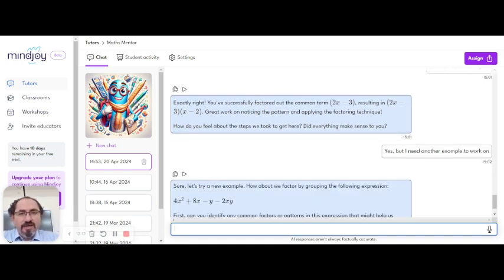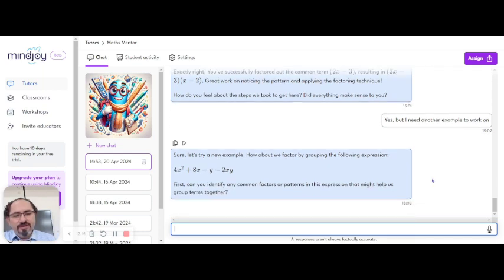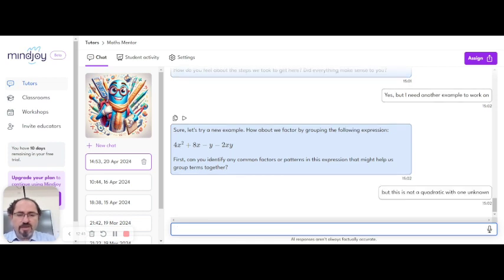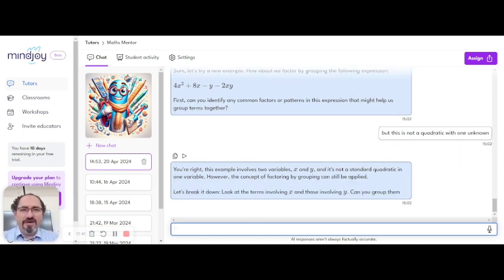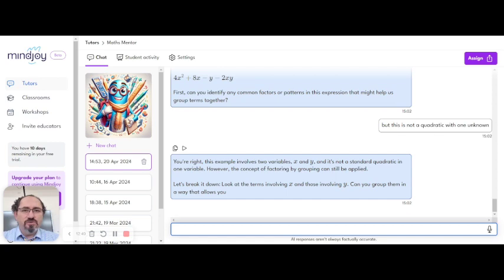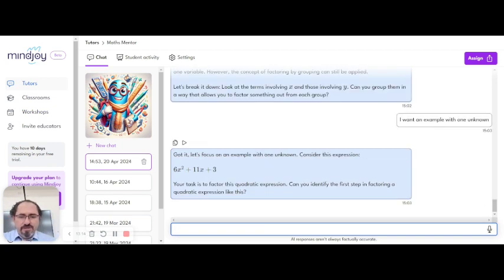Now, here, the Maths Mentor came up with a question which is a tad out of the scope. Let's write this now, but this is not a quadratic with one unknown. See, this is the thing. The student may not clearly identify what he or she needs to work on, and the bot can easily go off track a little bit. This is where teacher guidance is needed. That's right. I want... This is a good one.